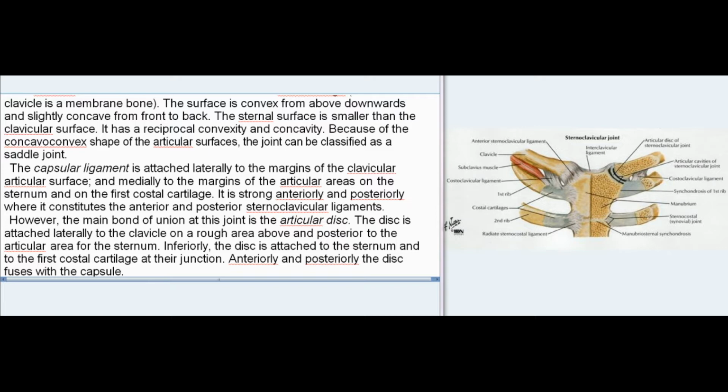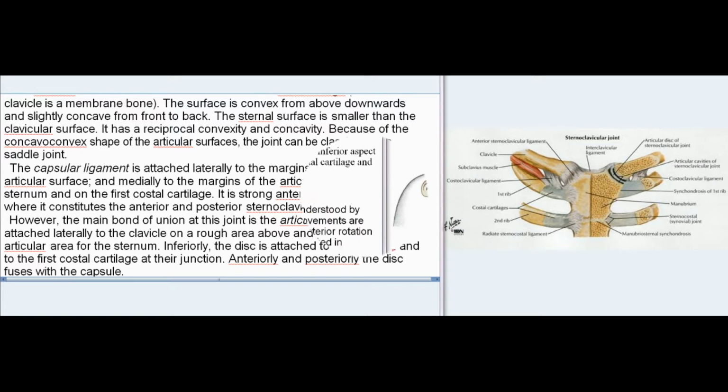It is strong anteriorly and posteriorly where it constitutes the anterior and posterior sternoclavicular ligaments. However, the main bond of union at this joint is the articular disc. The disc is attached laterally to the clavicle on a rough area above and posterior to the articular area for the sternum. Inferiorly, the disc is attached to the sternum and to the first costal cartilage at their junction. Anteriorly and posteriorly the disc fuses with the capsule.